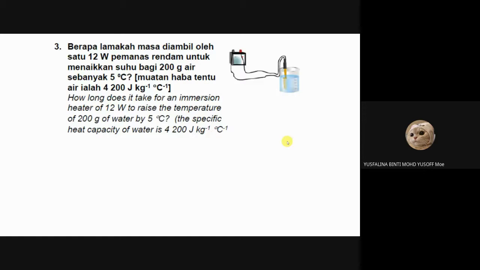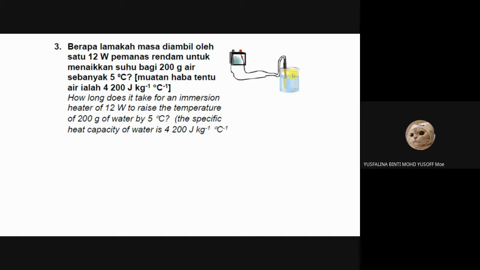Okay, so this one we assume that this is the electrical energy converted to the heat energy, right? So we assume there is no energy lost to the surrounding. So how much is the electrical energy? That is what you get for the heat energy. So it will not be lost to the surrounding. So Pt is the formula for the electrical energy. Okay, so Pt is actually the formula for electrical energy.